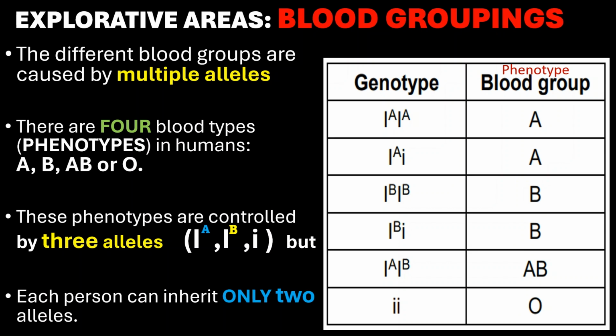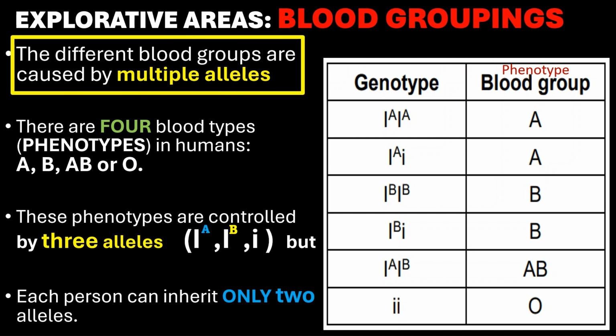Same thing applies to B. What about AB? With AB, you can see both of them are dominant. Got one IA and the other one is IB. Where did the person get these two alleles from? The person got one from the mother, one from the father. Same applies to the O. So we need to pay attention.